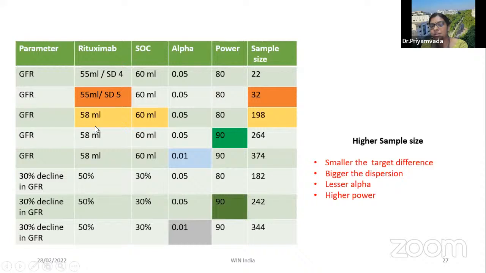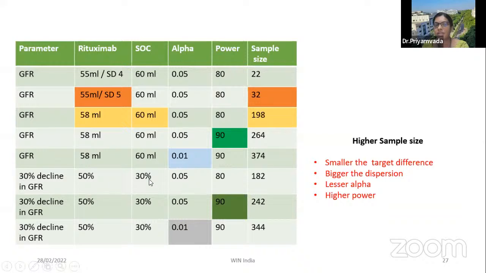Here, I just want to demonstrate a 2 ml difference with the same standard deviation of 5. The sample has become 198 and an alpha of 5% and a power of 80%. Now, if for the same thing, I change the power to 90%, I need to recruit 264 patients. Now, at a 90% power, at an alpha error of 1%, I have to recruit 374 patients.